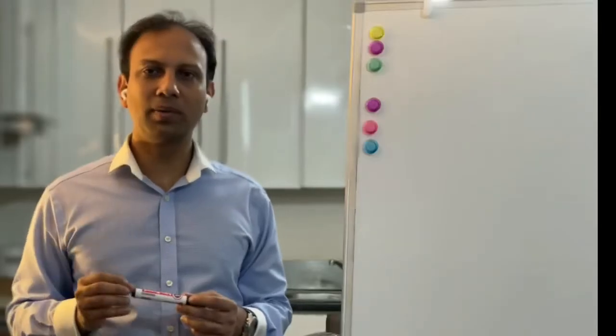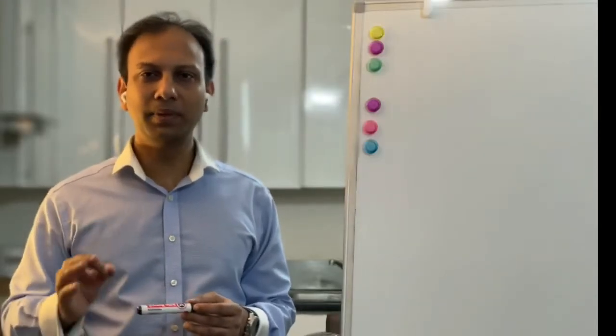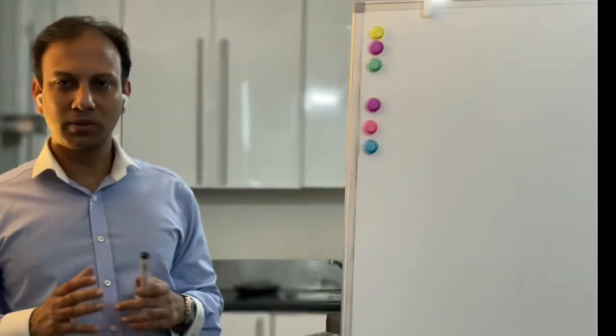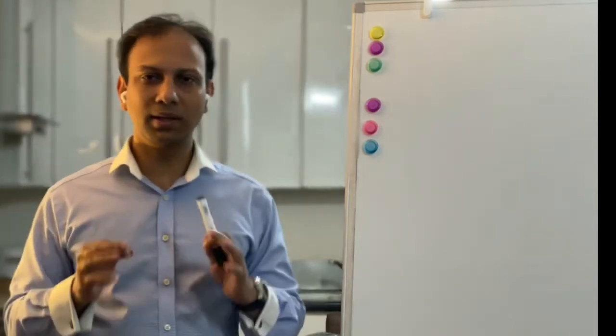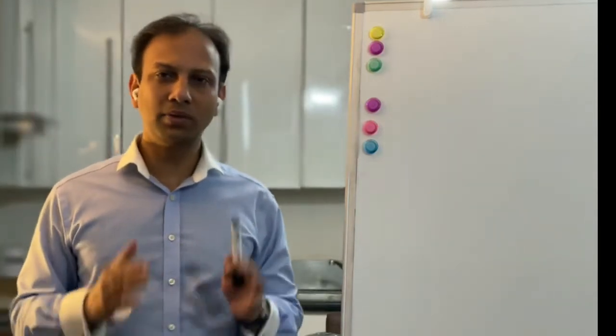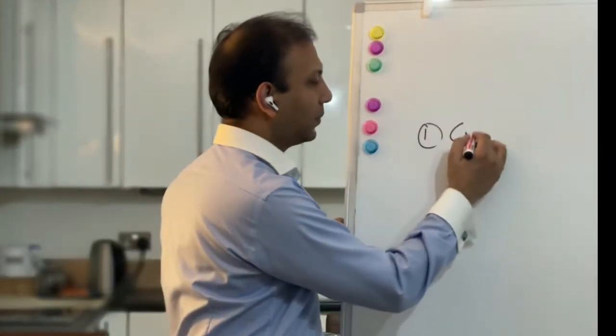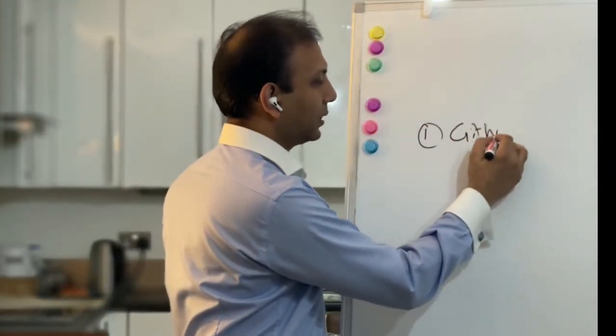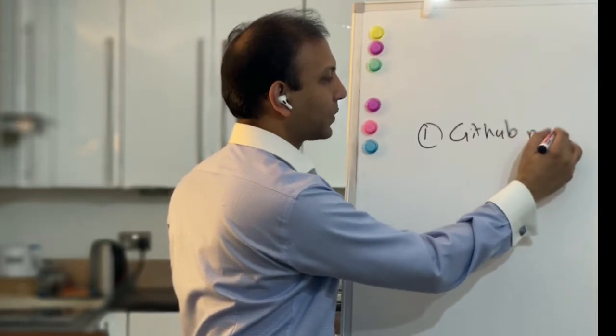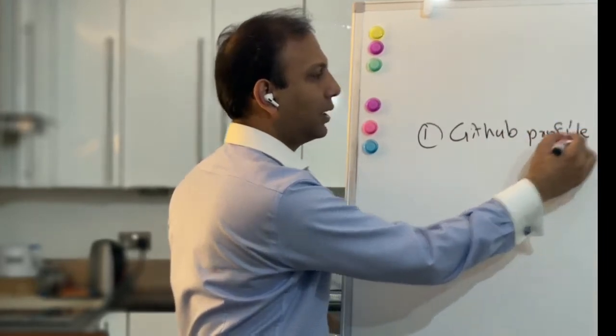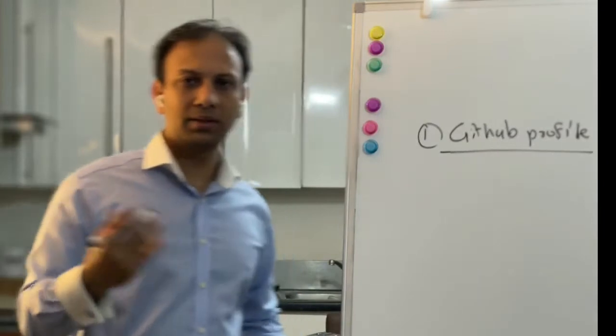Today I'm going to talk about how to get an internship in a company for coding. Okay, so what is the thing that you should do before you even apply? First step is you have to have a GitHub profile. It must be a public profile where you have done some kind of coding.